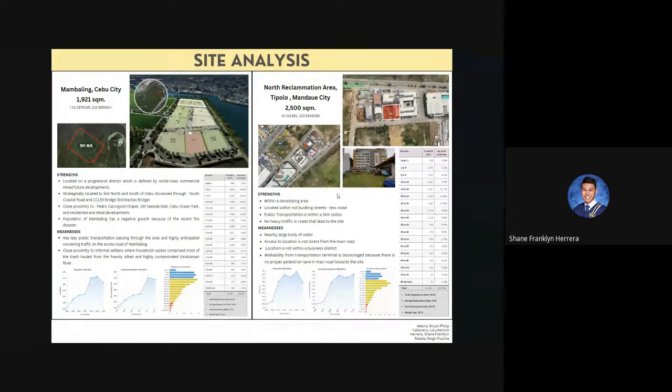And the fourth site will be the North Reclamation area in Tipolo, Mandaue City. The strengths are that it's developing, it's located on a non-bustling street so there's less noise, there is public transportation within 3 kilometers, and there is no heavy traffic. The weaknesses are that it's near a large body of water, so there's a risk of storm surge. Access to the location is not direct from the main road, so you have to go through the back roads. Walkability from the transportation terminal is discouraged because there are no proper pedestrian lanes in this area. The next slide, please.